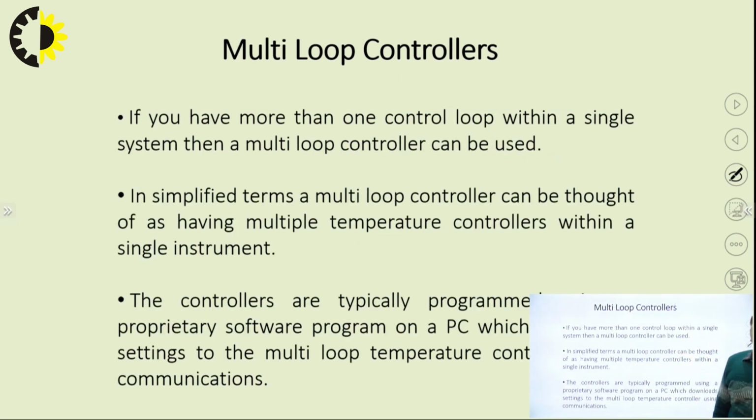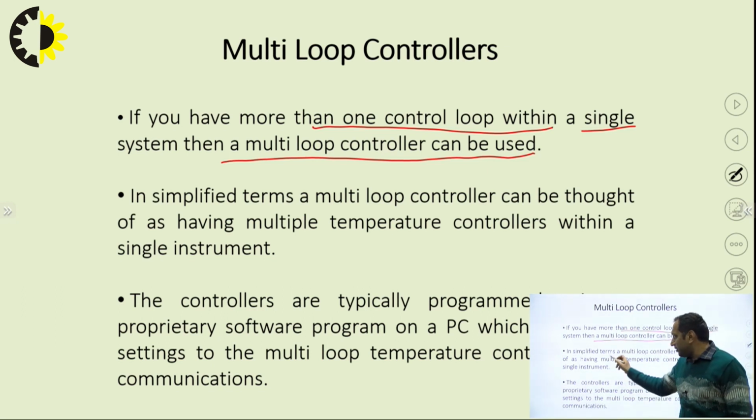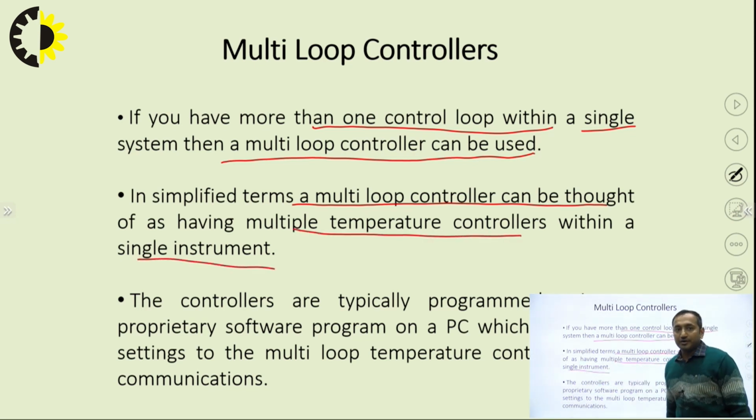Next we will study multi-loop controllers. If you have more than one control loop within a single system, then a multi-loop controller can be used. More control loops means more feedback signals are consistently sent to the controller. In simplified terms, a multi-loop controller can be thought of as multiple temperature controllers within a single instrument.